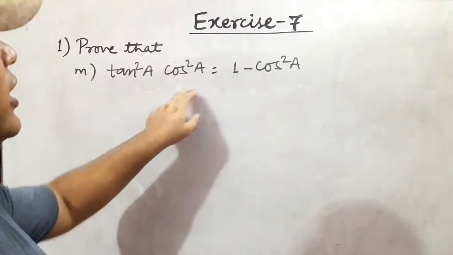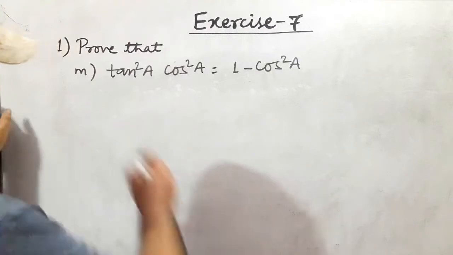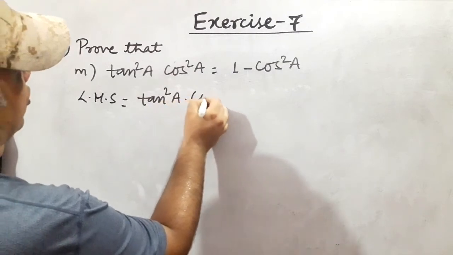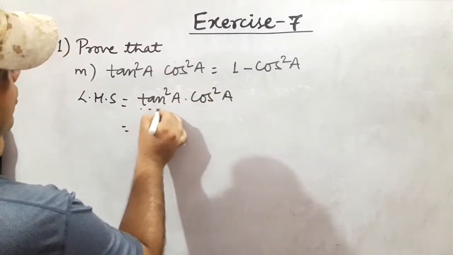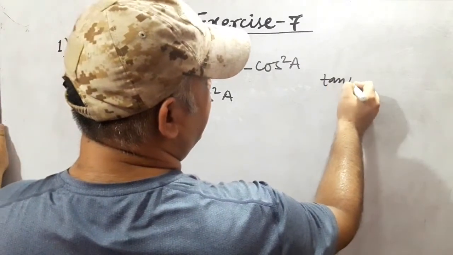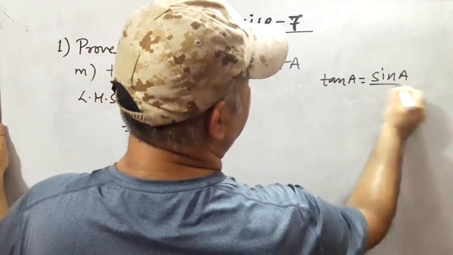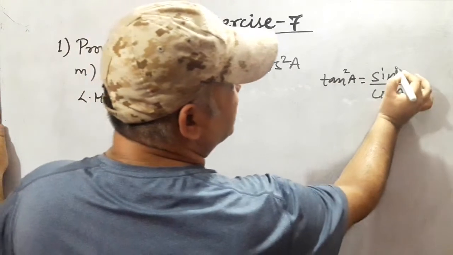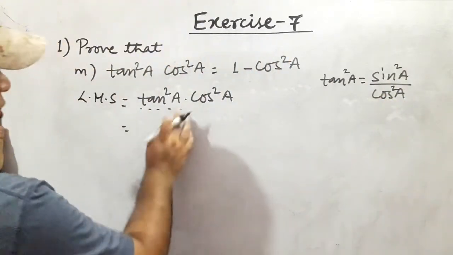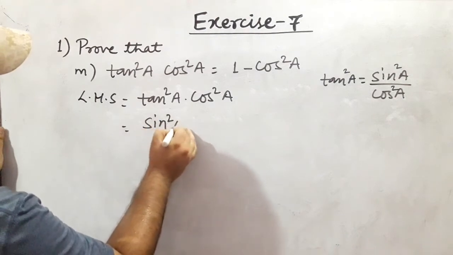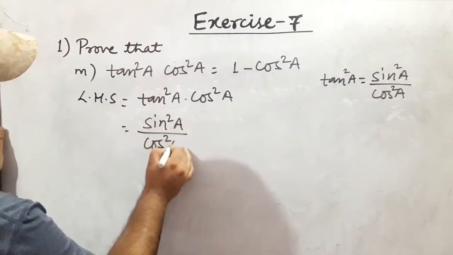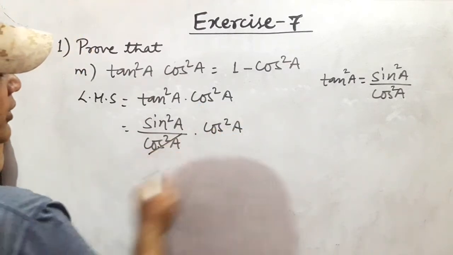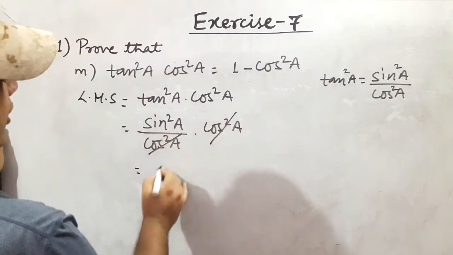Tan square A into cos square A equals 1 minus cos square A. Taking the left hand side, we have tan square A into cos square A. What is tan square A? We know tan A equals sin A by cos A. This is from the quotient relation. So tan square A equals sin square A by cos square A, into cos square A. Denominator cos square A, numerator cos square A, they get cancelled. The remaining term is sin square A.